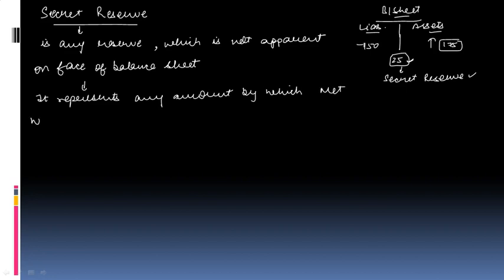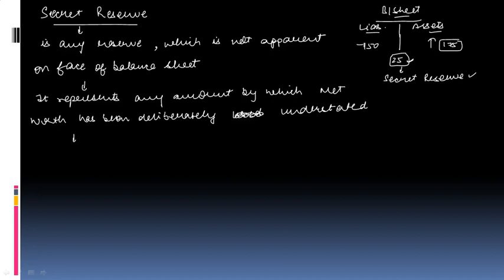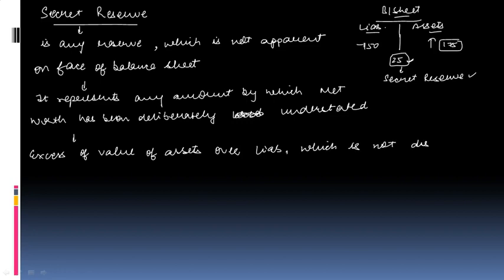So it represents any amount by which net worth has been deliberately understated. The next is the excess of value of assets over liabilities which is not disclosed in accounts. So this is known as a secret reserve.